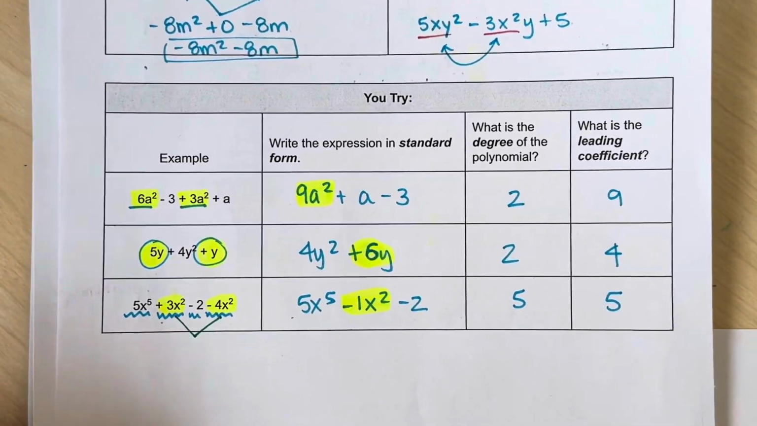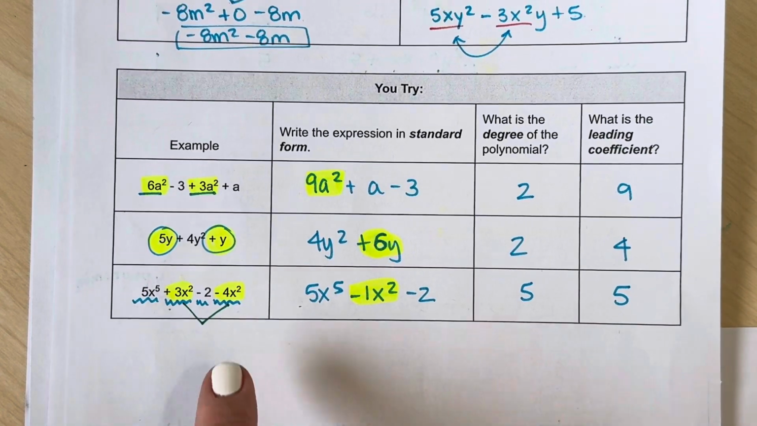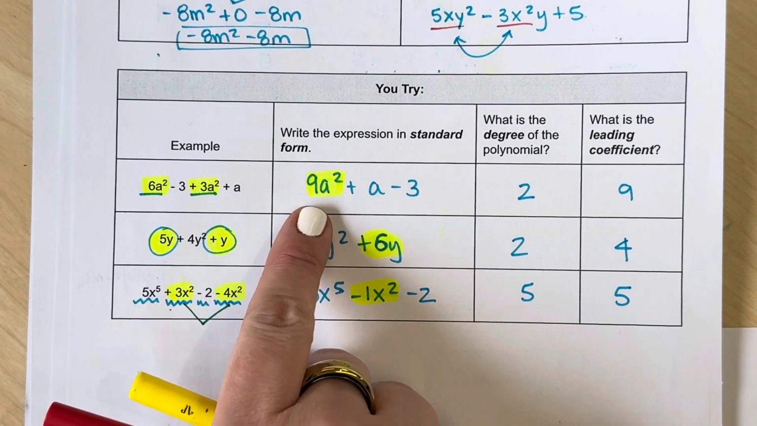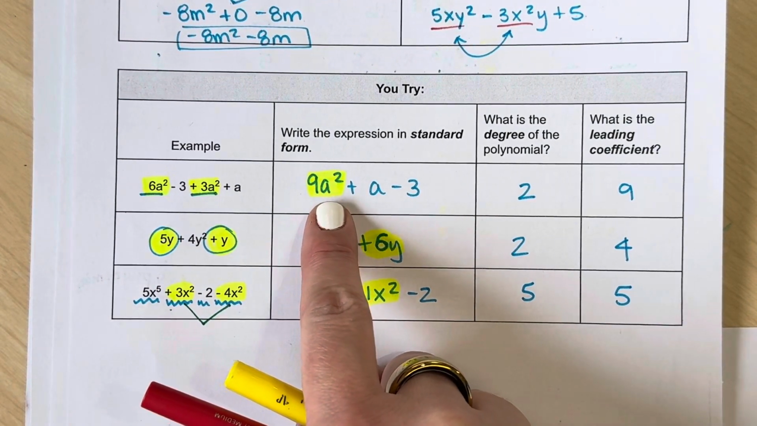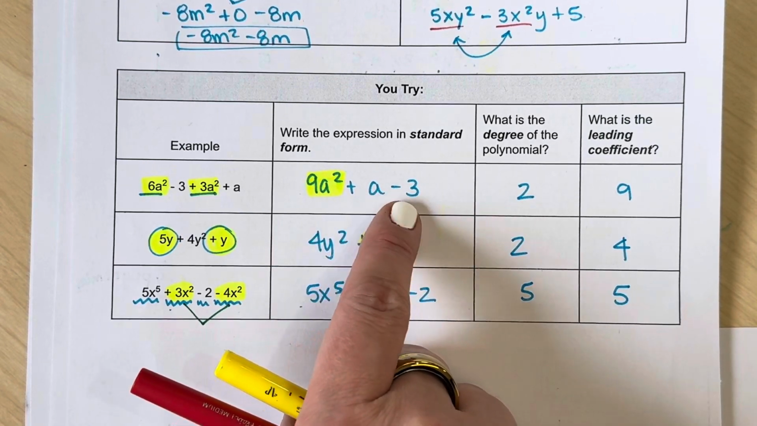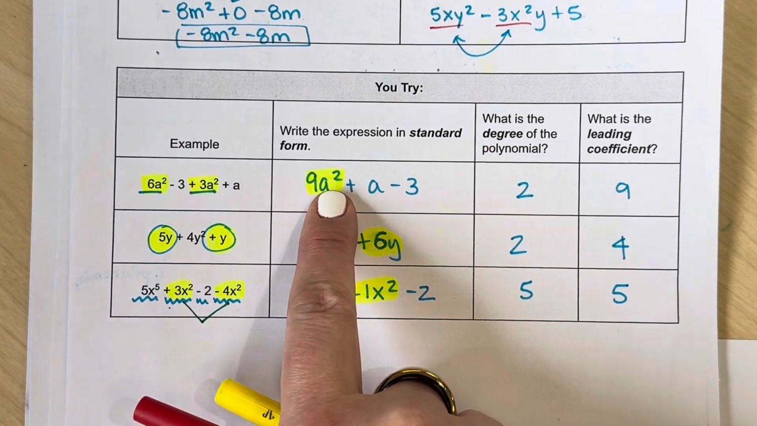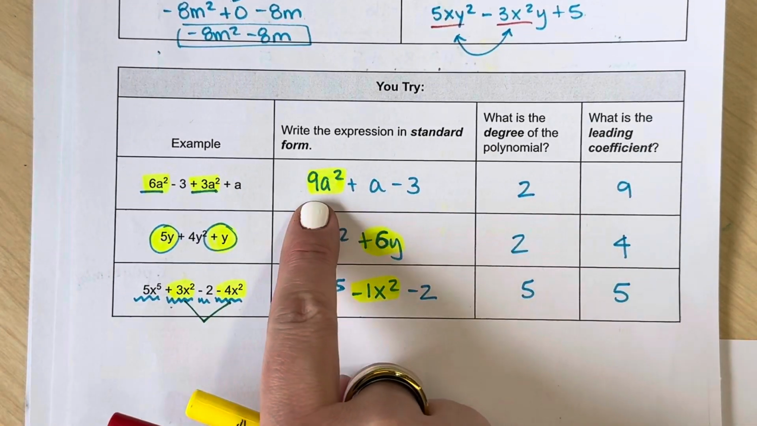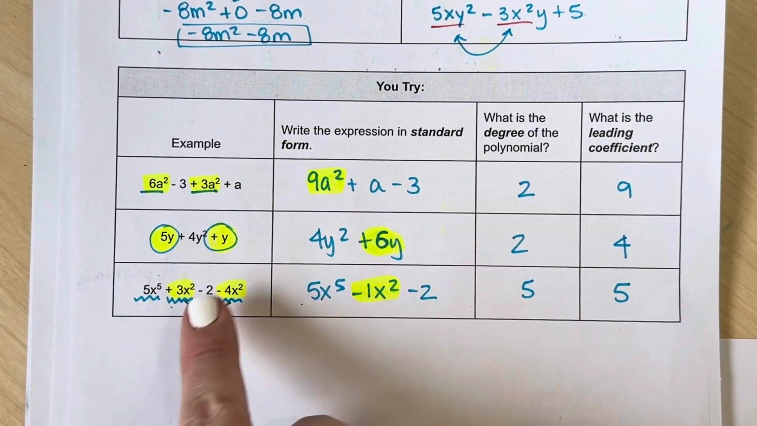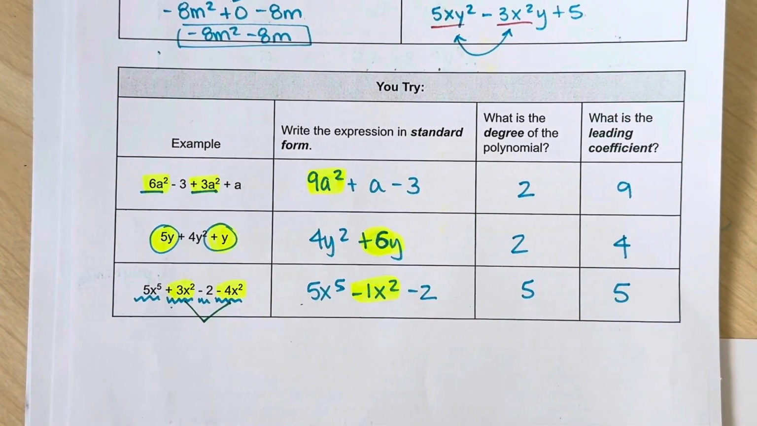Here are your answers. Okay, I've highlighted like terms. I've put them in descending order, 2, 1, 0. So the highest degree would be a 2 for the second power, and the leading coefficient was a 9. Okay, so if you have questions about that, make sure that you ask.